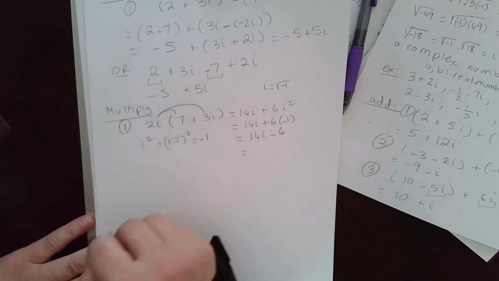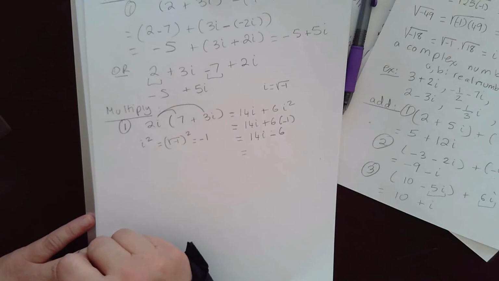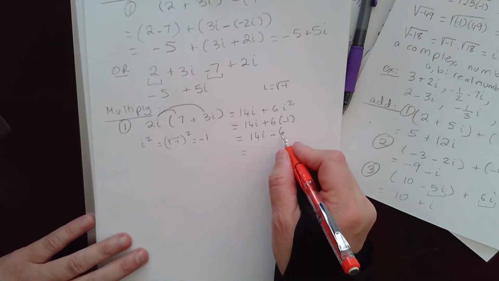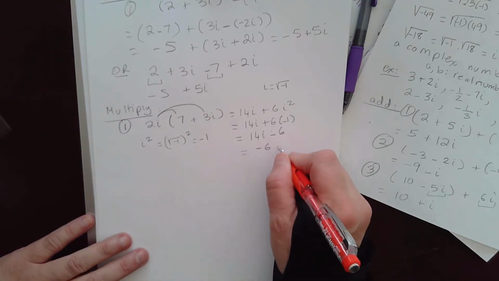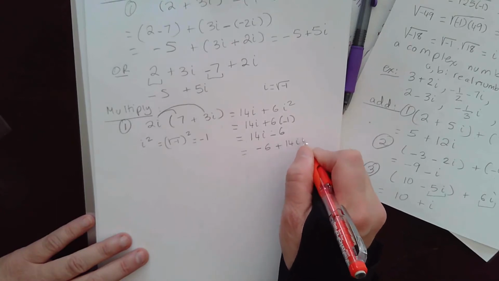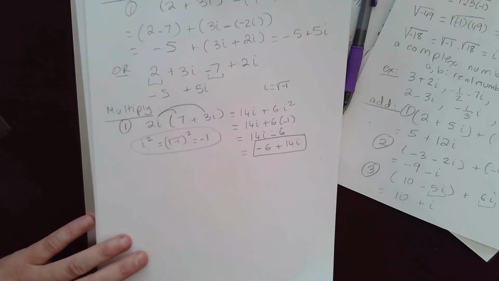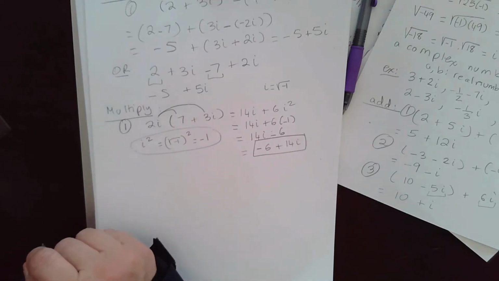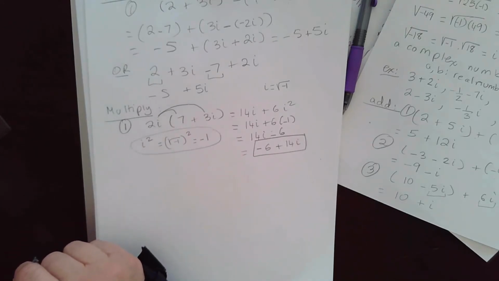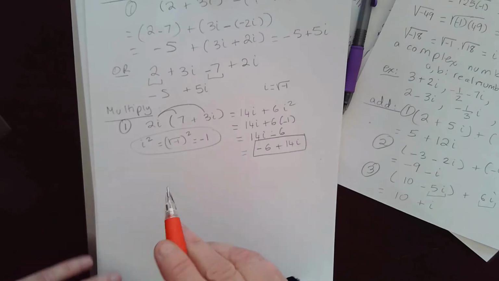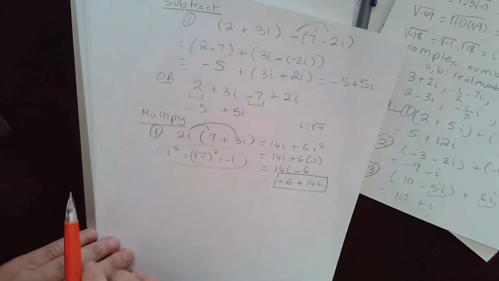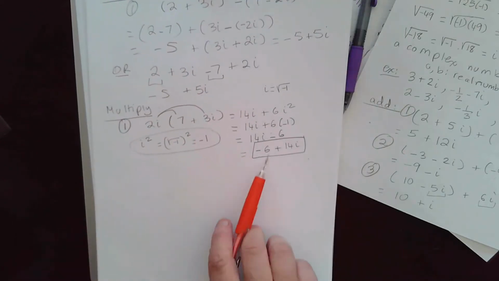Writing it as a complex number, a plus bi, let's write this one first: negative 6 plus 14i, and we just multiplied. So this is separate on the side. When you add and subtract complex numbers, you get a complex number, just like we did earlier. When you multiply complex numbers, you also get a complex number.